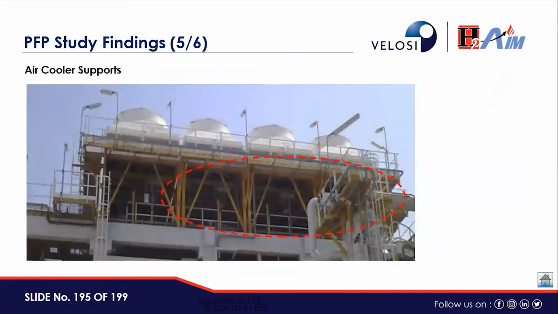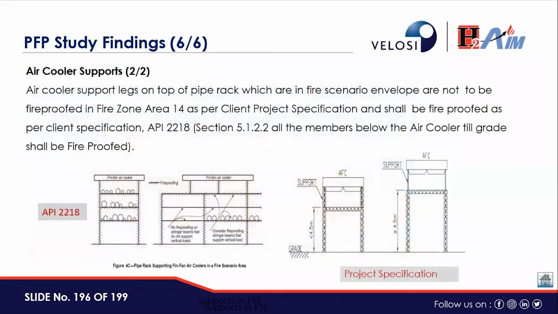And this is the air cooler supports, which requires the passive fire protection. And as a part of findings for the air cooler supports, the air cooler support legs on the top of the pipe rack, which are in the fire scenario envelope, are not to be fireproofed in fire zone area 14 as per client product specification, and shall be fireproofed as per client specification.